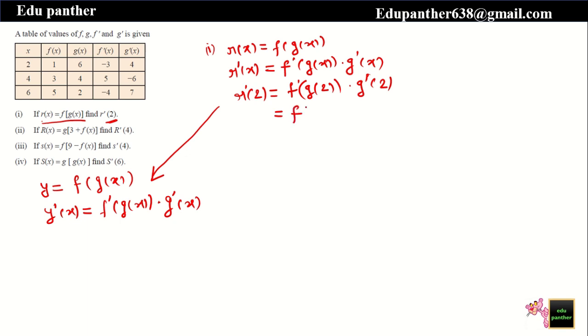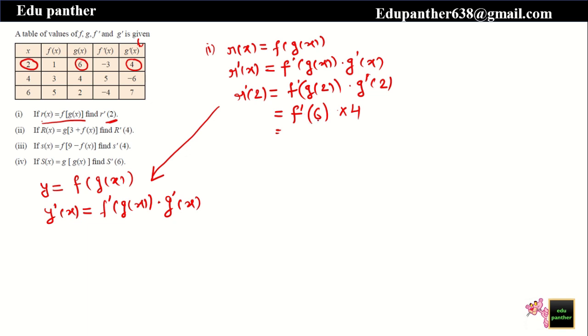First find the value of g of 2 from the table. So what is g of 2? How will you find that value? First find 2 in this table here, and then g is here. So they are meeting at point 6. So g of 2 is 6. So it's 6 into, next we have to calculate g dash of 2. To calculate g dash of 2, we'll check this column of g dash of x. So g dash, and where is 2? Here. So they are meeting at point 4. So g dash of 2 is 4. So this multiplied with 4.